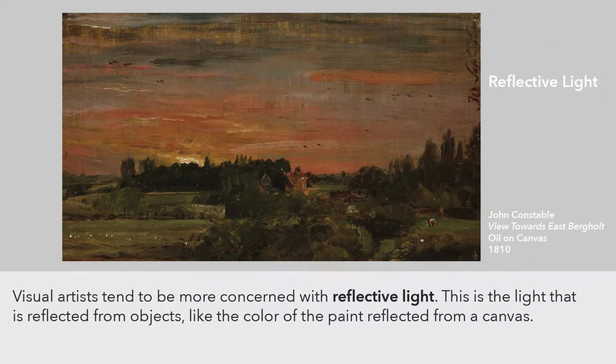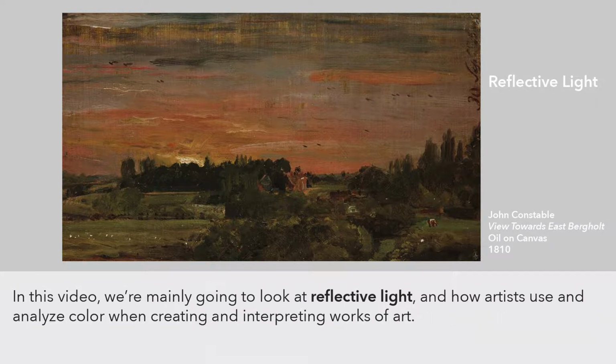Visual artists tend to be more concerned with reflective light. This is the light that is reflected from objects, like the color of the paint reflected from the canvas. In this video, we're mainly going to look at reflective light and how artists use and analyze color when creating and interpreting works of art.